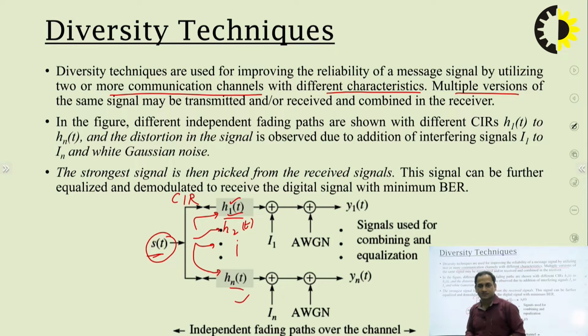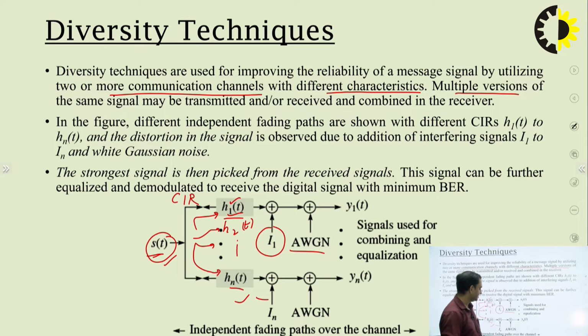Before receiving this signal, some interfering signals are also added to the desired signal St. After the addition of these interfering signals, AWGN noise is also added into the channel when it is received at the receiver. So St is the desired signal, transmitted through the multiple channels, and then noise and interfering signals are also added due to obstacles in the environment, due to fading, rain, fog and so on. Various factors influence the signal.